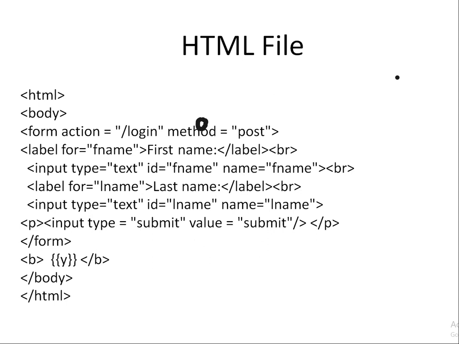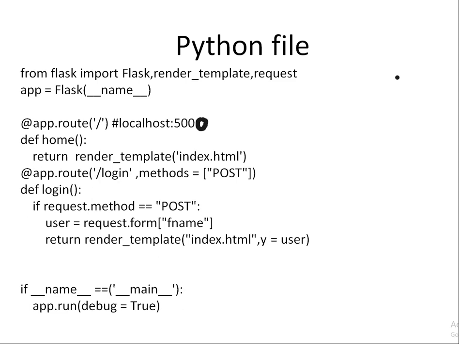So the first name will be rendered back to this HTML file, and it will be displayed in the web browser, right? So that's all, right? So first we are rendering that index.html. So this is how you have to call the HTML file, right?